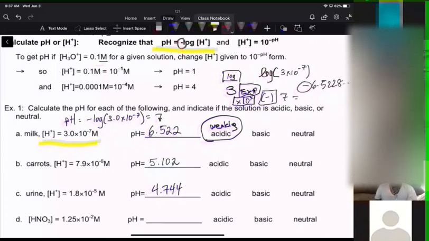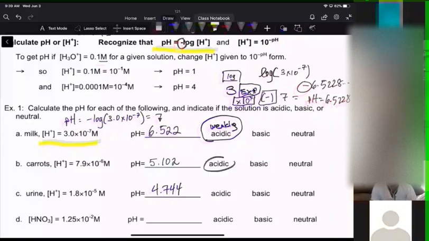And then I have to remember this negative sign here. So the pH is 6.5228. Don't round it too soon. Okay, because we're not going to worry about the significant figures, but we don't want to get rid of them. We want to keep the information. All right, both of these, are these acidic, basic, or neutral?